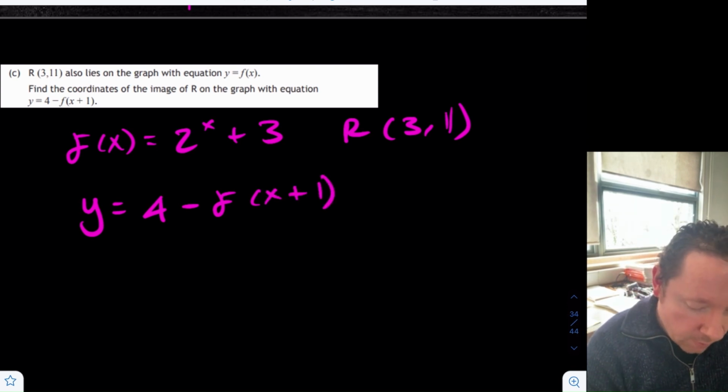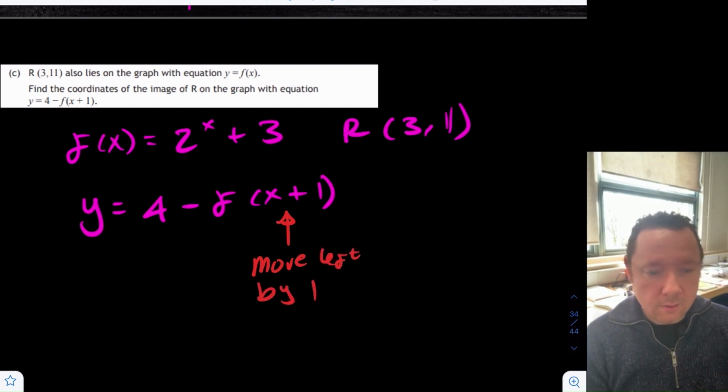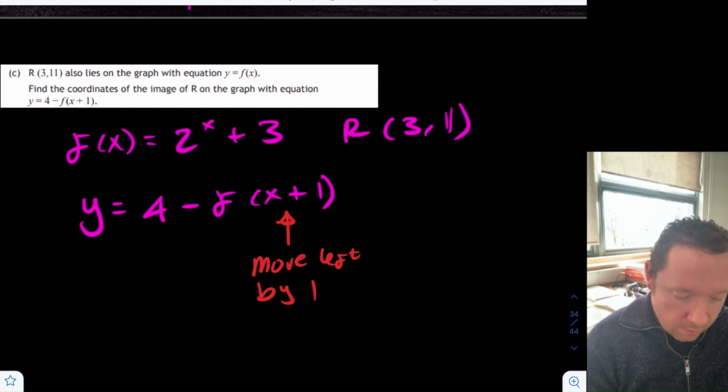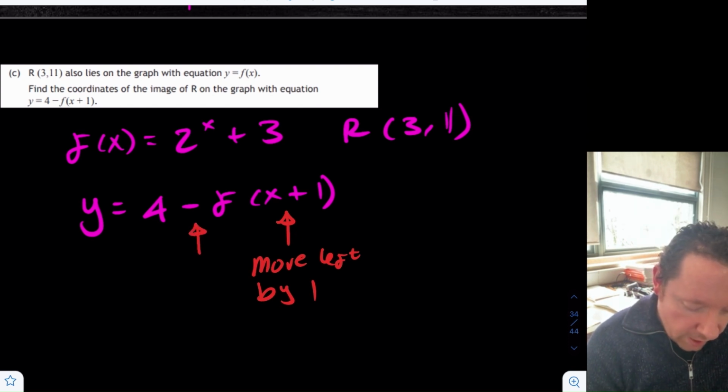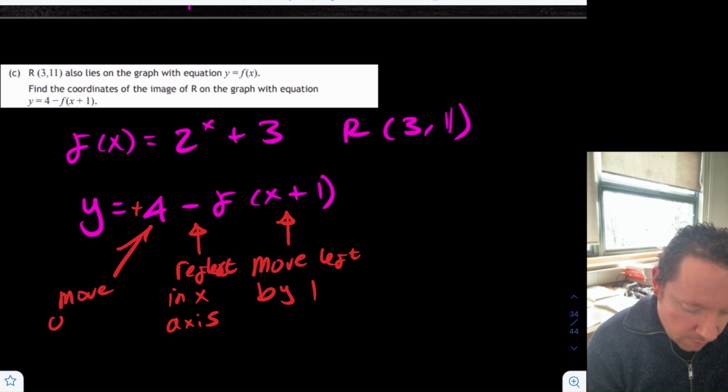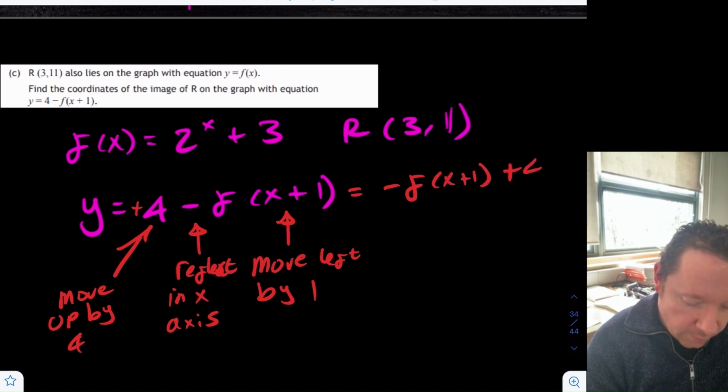So what does that mean? Well, let's just take a few notes. The plus 1 in here means we move left by 1. Minus f of x means we reflect in the x-axis. And you can think of this 4 as plus 4, so move up by 4. If it helps, you can rewrite this as minus f of (x plus 1), and then add the 4 in the end, and you might be able to see that better.